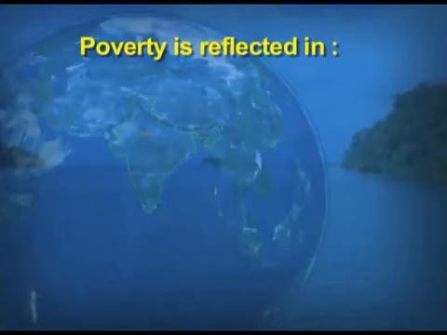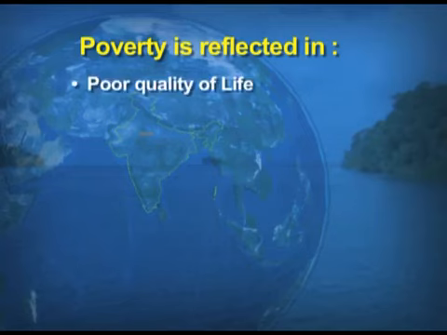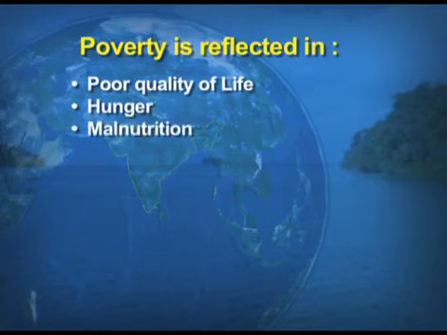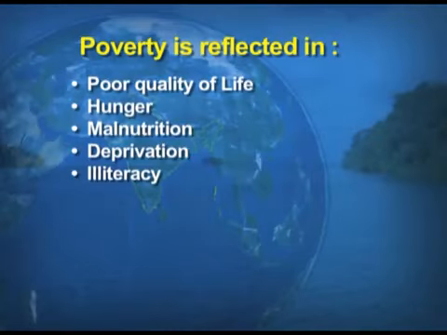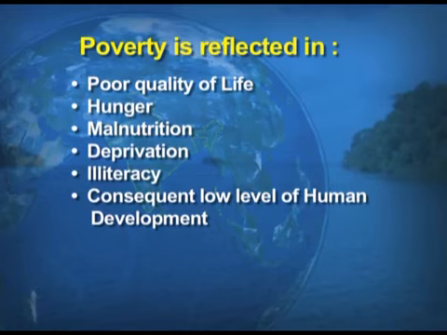Poverty is reflected in, number 1, the poor quality of life. Number 2, the hunger of the people. Number 3, malnutrition. When I say malnutrition, that means the people are unable to take all the nutrients which are required for the body. Next, when they are deprived of certain things, that is deprivation, this is also one factor which reflects poverty, and illiteracy is another factor. And lastly, the consequent low level of human development.